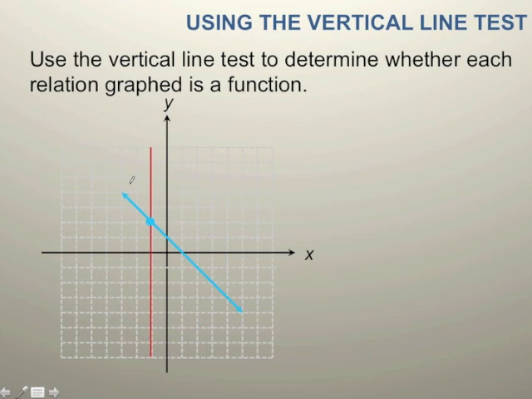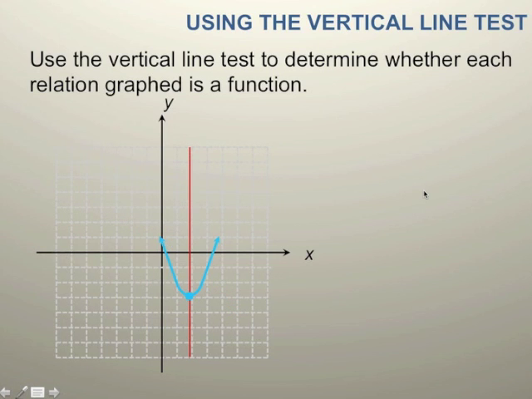And you can see the vertical line intersects at only one point. If I were able to slide this vertical line all the way along my blue function, we would find out that it would only intersect in one point. So this is a function. This shape is what we call a parabola. And again, if we could slide this vertical line along all the way, it would only intersect in one point. So this is also a function.